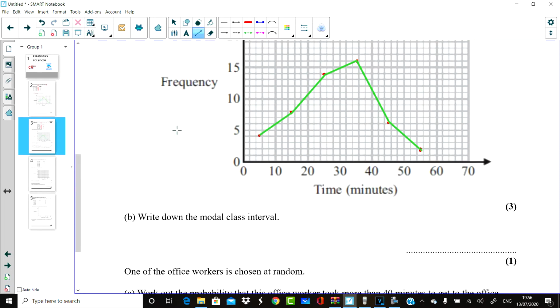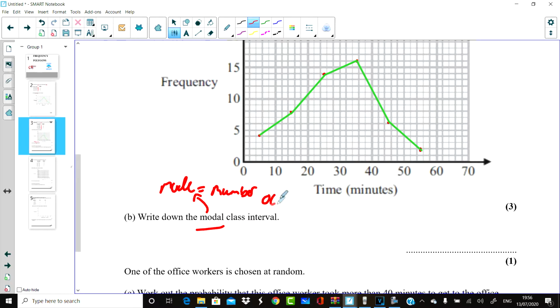So part B now says write down the modal class interval. So the modal, so mode, this is just mode, and that just means the part that occurs most often. So I can write, the definition of mode is the number that occurs most often, the number that occurs the most.